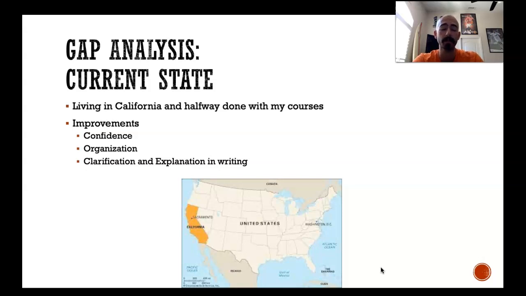Organization. I've come a long way with organization, especially in this class and with my other classes as well. But organization is key to succeeding in my future. So I would like to improve my organization. Clarification, explanation, and writing. So in my unit overview, as you saw in my other slides, I need to clarify and explain more. It'll help me in the long run as well. It also helps students understand what I am looking for.